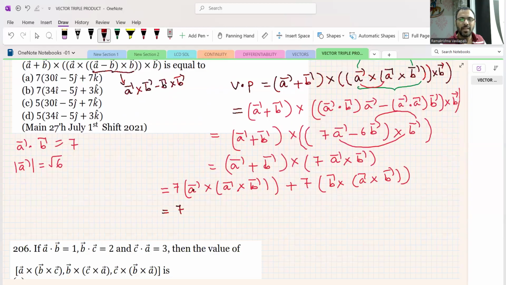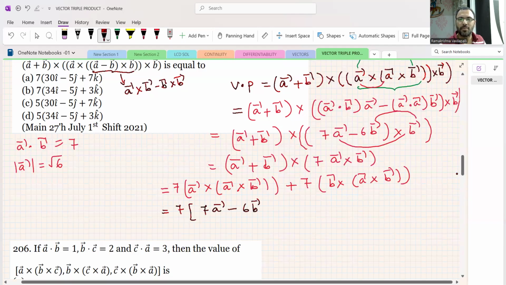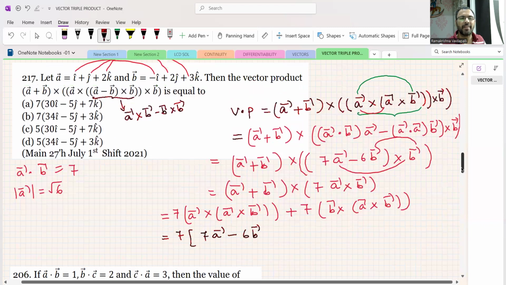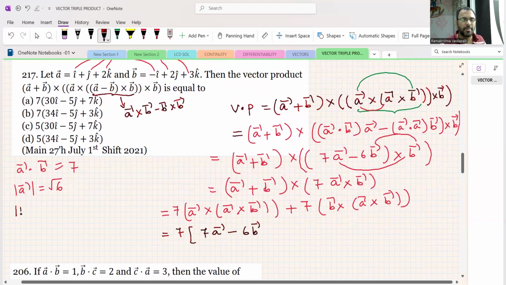7 into A dot B. A dot B is nothing but 7 A bar. Minus A dot A is nothing but 6 B bar. All right. Okay. Next here you see B dot B. So what is mod B vector? Mod B vector is 9 plus 1, 14. Okay. Mod B bar is equal to root 14.